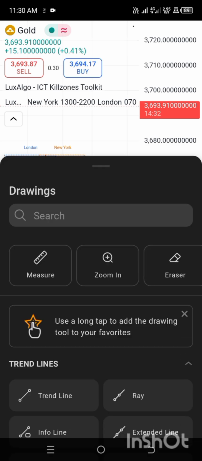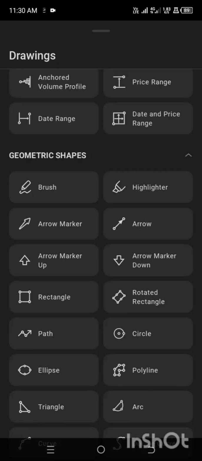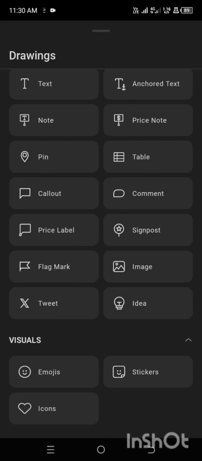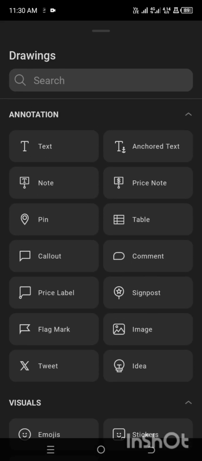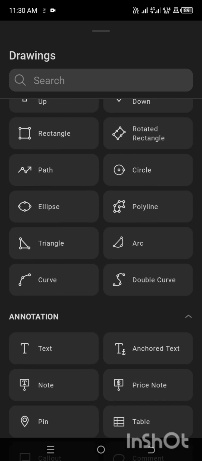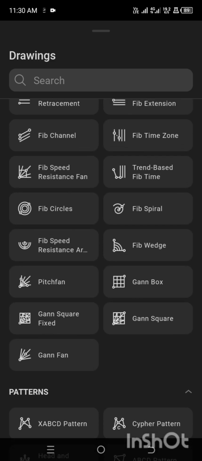And these tools, you can just use them for free. They are not paid on the premium. Those are just the most important tools that you can use. For example, if you want to write, you can use this text tool here. And all these other tools are not of that much importance when you are doing price action technical analysis.